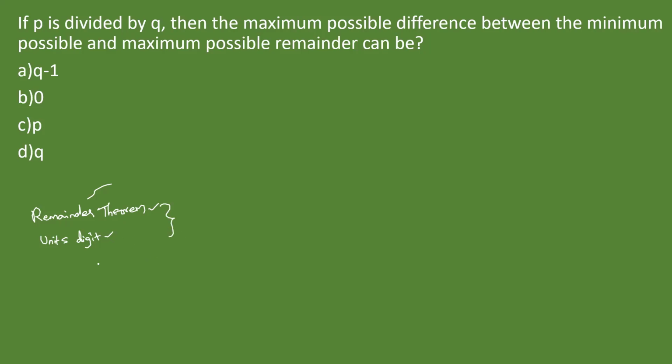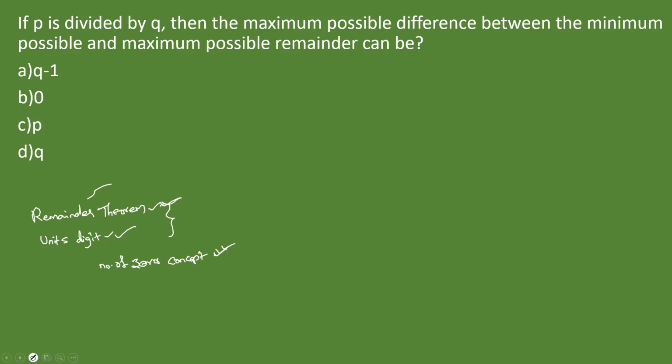Then we will try to learn the number of zeros concept: how to find the number of zeros at the end of any given factorial or product, whatever it may be. We will see the concepts, and if possible, we will solve the problems also. So we will quickly solve some problems from the remainder theorem and units digit concept, and then we will move to our next concept.